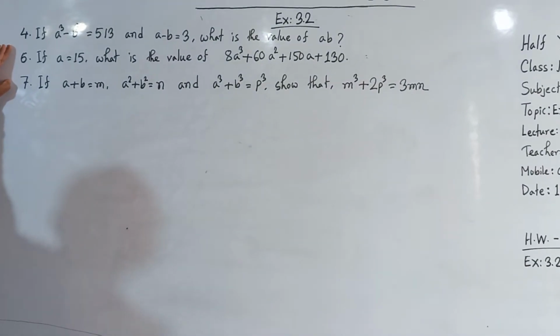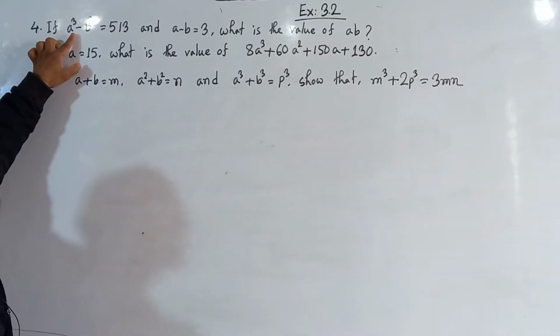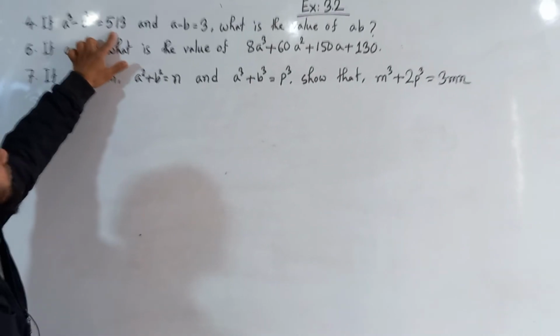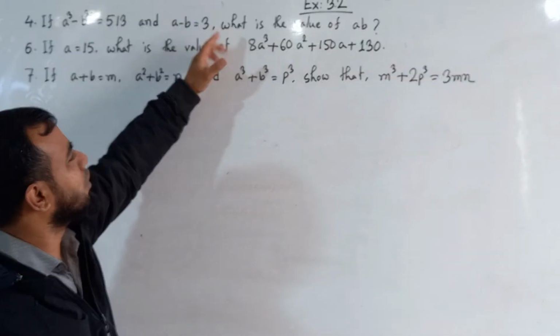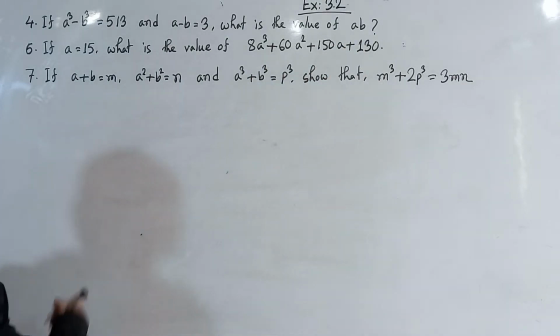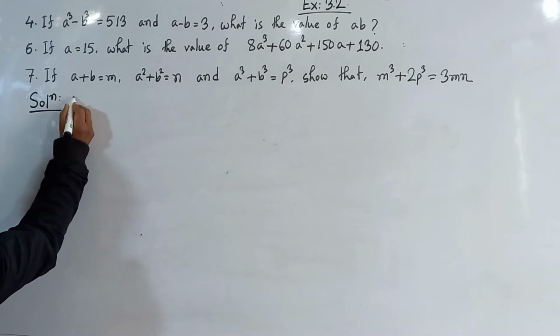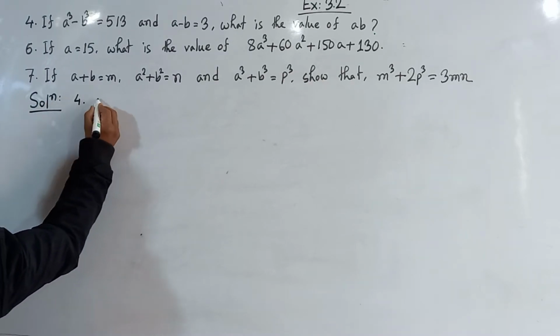Question number 4 we will solve first. Question number 4 is: if a cube minus b cube is equal to 513 and a minus b is equal to 3, then what is the value of ab? This means that we need to find out the value of ab. For this kind of problem, we first write down the given information. So you should write down "given that".